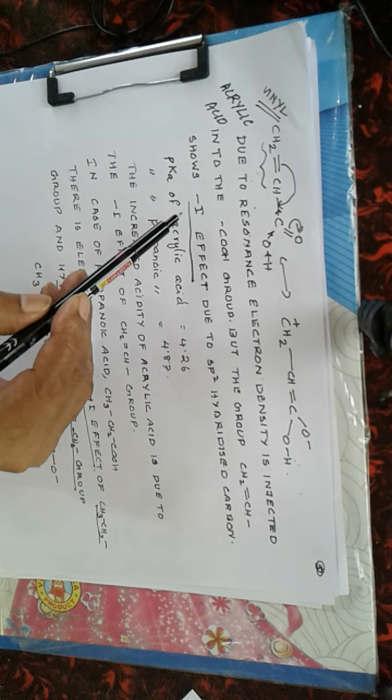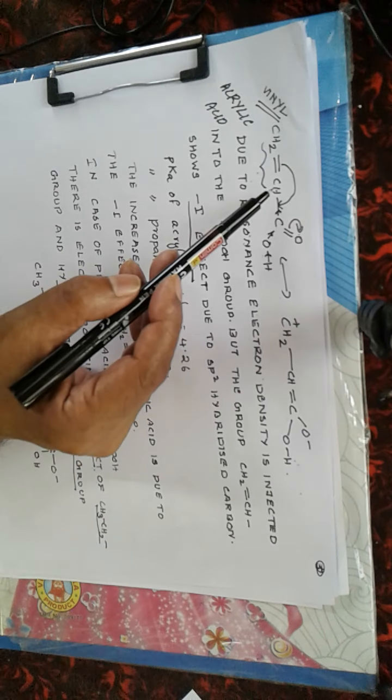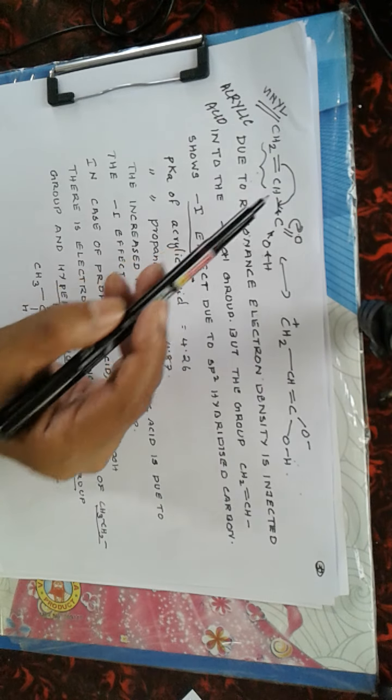But the CH2CH group shows a minus effect. So this carbon is sp2 hybridized, and sp2 hybridized carbon is more electronegative than sp3 hybridized carbon, and so this minus effect slightly withdraws the electron density along the sigma bond. So it is not as low in acid strength as propionic acid.